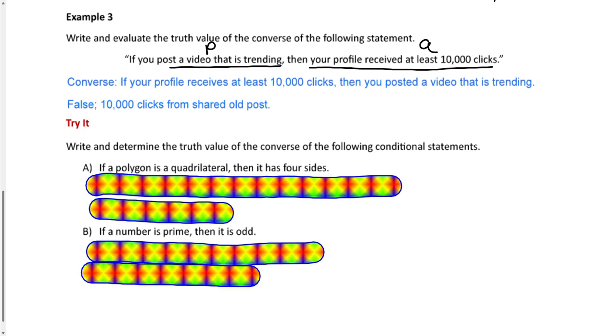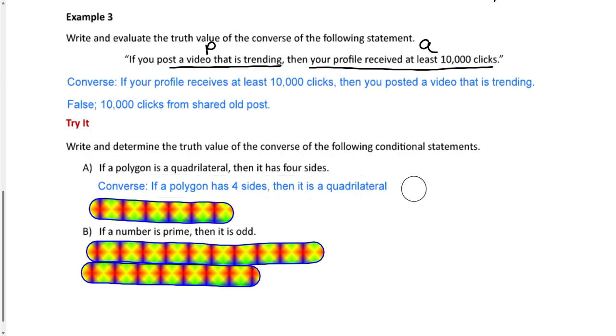All right, so let's try it for ourselves. Again, underline and highlight everything after the word if, and we're going to label it with a P. Highlight and underline everything after the word then, and you're going to label it with a Q. So we're going to switch those around. So I'm going to say if it has 4 sides, what is it? It's a polygon. So if a polygon has 4 sides, then I can state the beginning hypothesis part. It is a quadrilateral. So I'm just switching the statements back and forth.